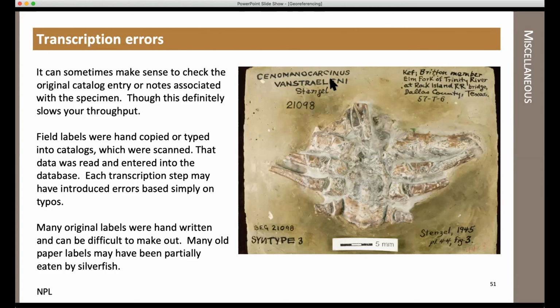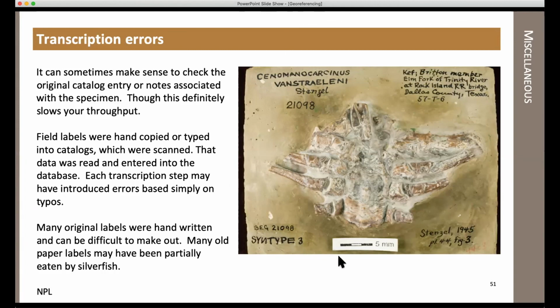You got the name of the species. You've got the number of the specimen, BEG 21098. You've got the formation that was in, Eagle Ford, the Britain member. You've got the location, the Elm Fork at the Rock Island Railroad Bridge in Dallas County, the location number, and the publication. So you don't find this very often.